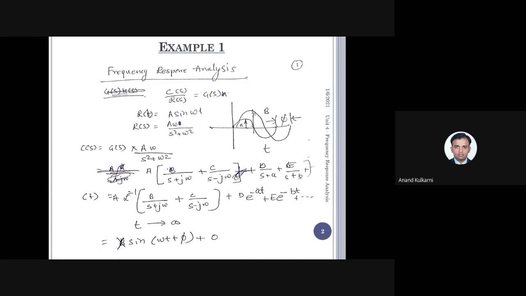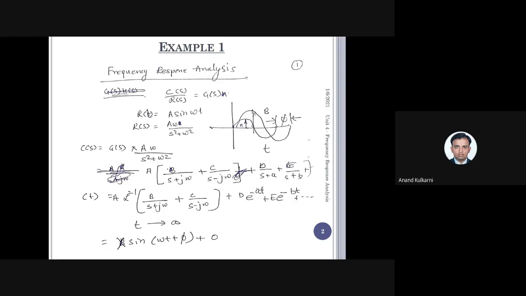Yes. So here you can see A sine omega t is the input, where A is the amplitude of the sine wave and omega is the frequency of the sine wave. If you take a Laplace transform of r of t, it becomes r of s, which is A remains as it is, into omega divided by s square plus omega square, that is the Laplace transform of sine omega t that we have studied in time response analysis earlier.